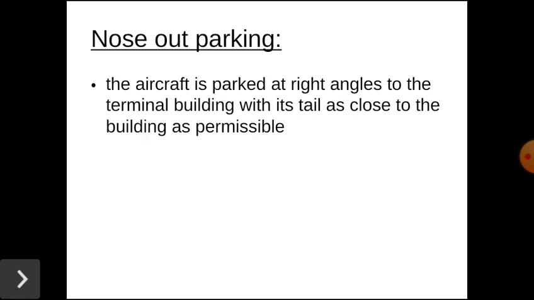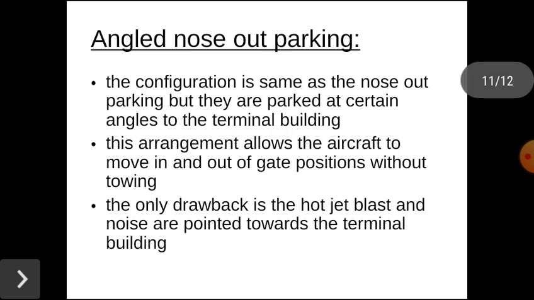Next, nose out parking. In this type, the aircraft is parked at right angles to the terminal building with its tail as close to the building as permissible. Next, angled nose out parking. The configuration is the same as the nose out parking, but they are parked at certain angles to the terminal building. This arrangement allows the aircraft to move in and out of the gate position without towing. The only drawback is that the hard jet blast and noise are pointed towards the terminal building.